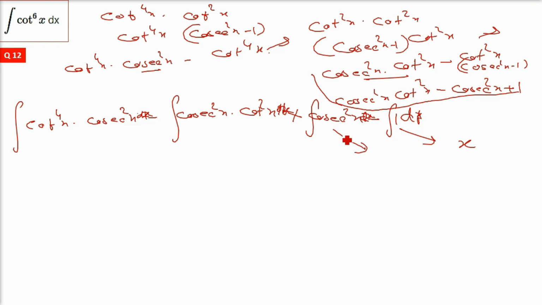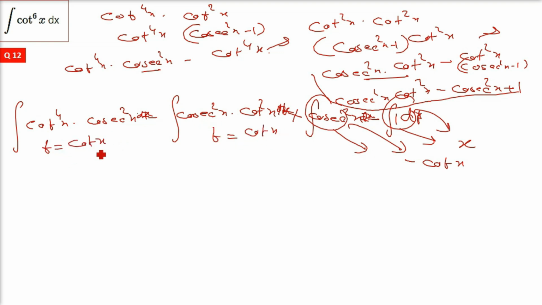Integration of cosec square x dx will be directly cot x. It is negative cot x. So the last one will be x. The second last one is negative cot x. Because the first and second term will want some assumption, the assumption remains same for both of them. That is t equals to cot x. dt will give you negative cosec square x dx. Here also dt will give you negative cosec square x dx.